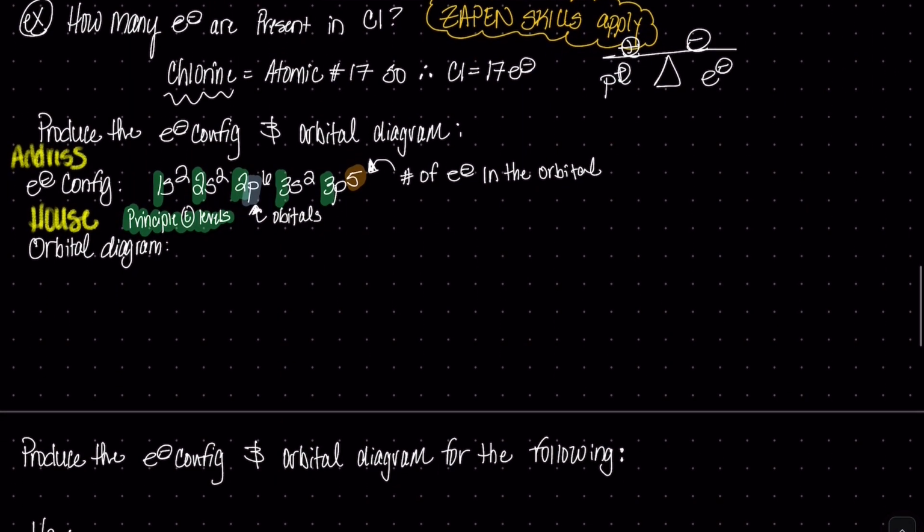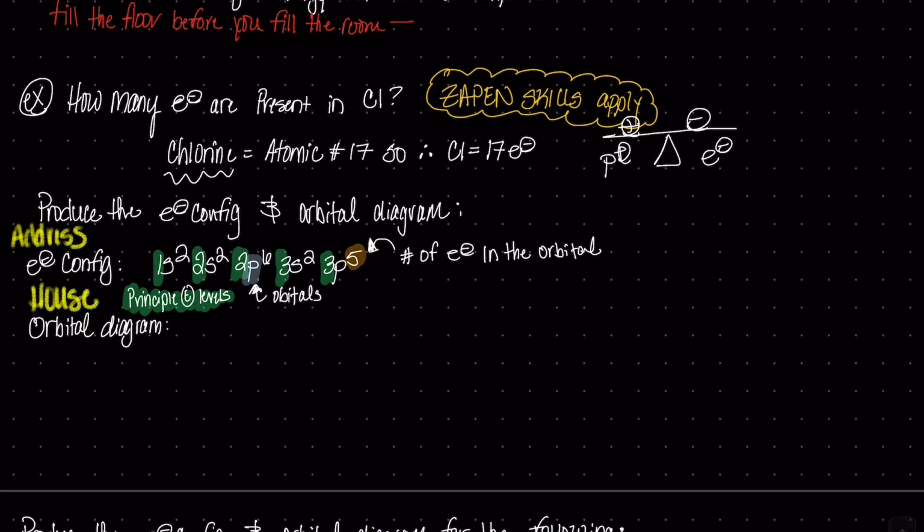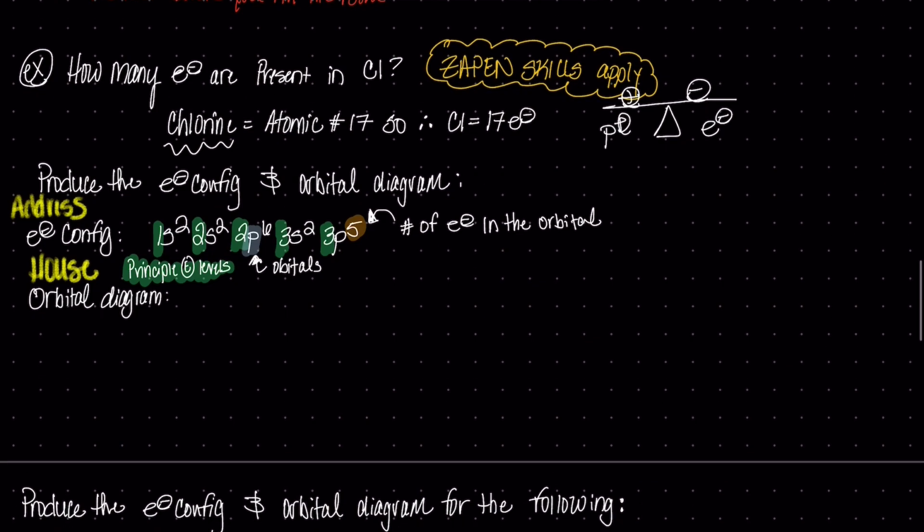So let's get it started. Now we have the address of 1s2, 2s2, 2p6, 3s2, and 3p5. That's the address. Now what we're going to do is determine what chlorine's house looks like. Chlorine's house follows the address.